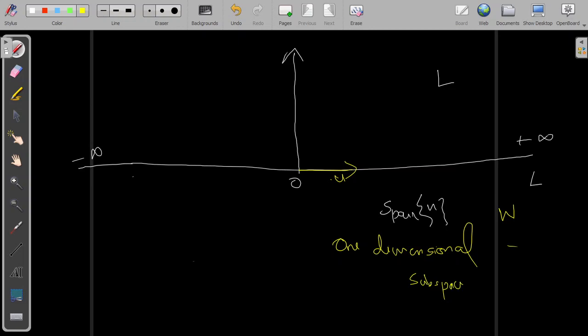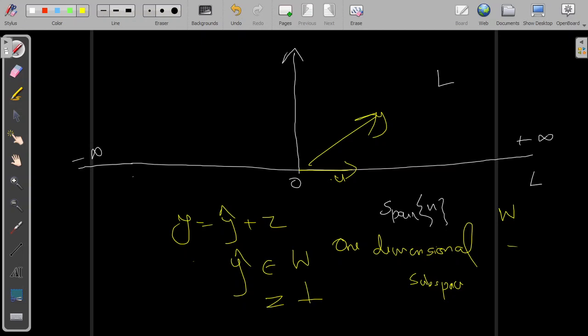Now, in the case of a one-dimensional subspace, if we have a vector y, then we have shown that this y can be written as y cap plus z, where y cap belongs to the one-dimensional subspace W, and z will be normal or orthogonal to the subspace W, the straight line. Or you can say that z belongs to W perpendicular.